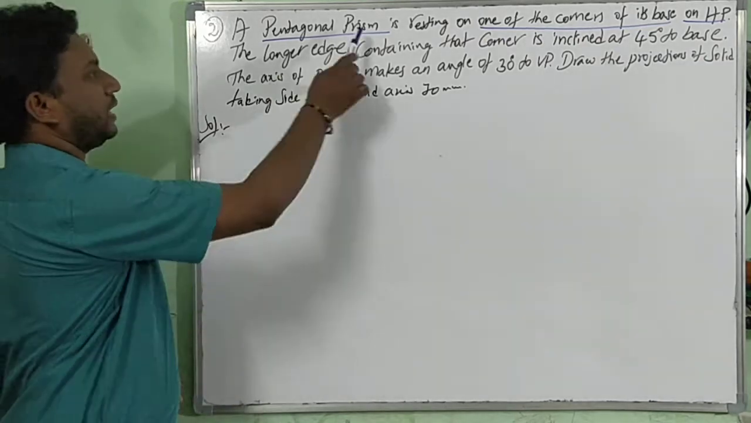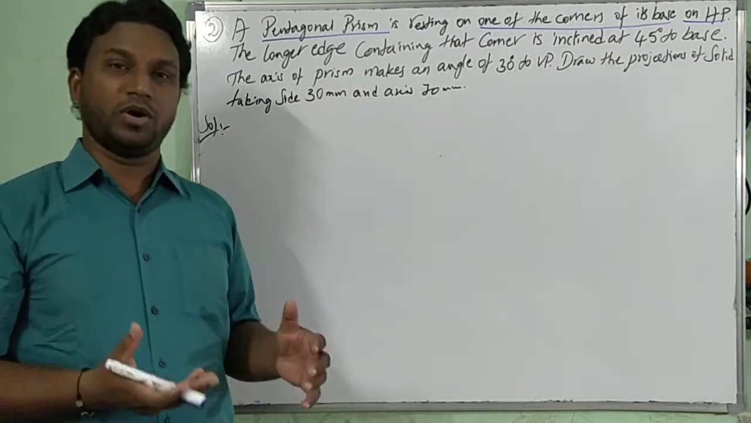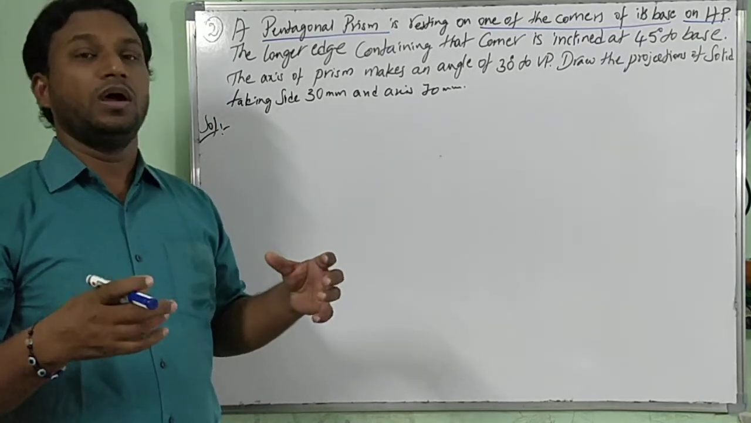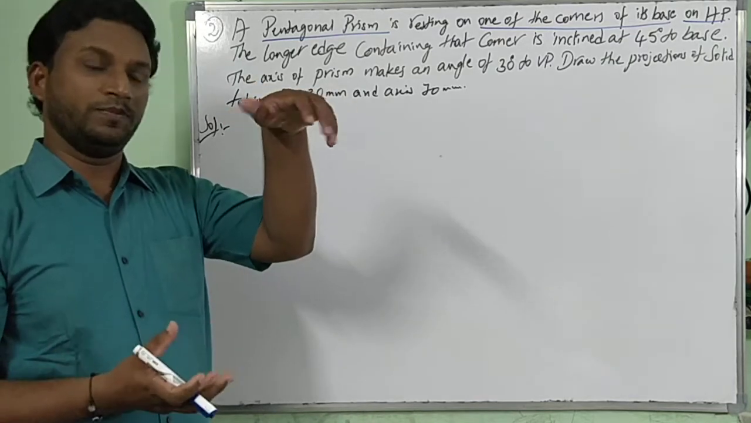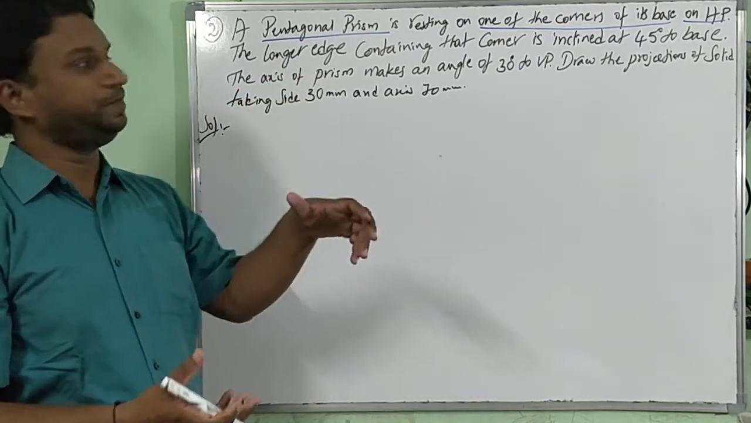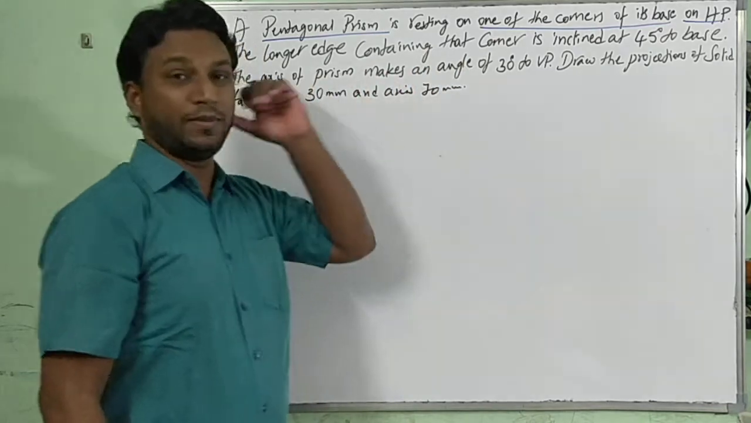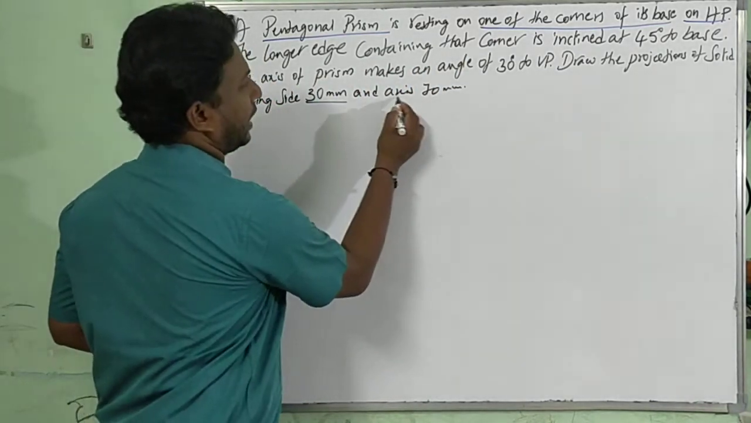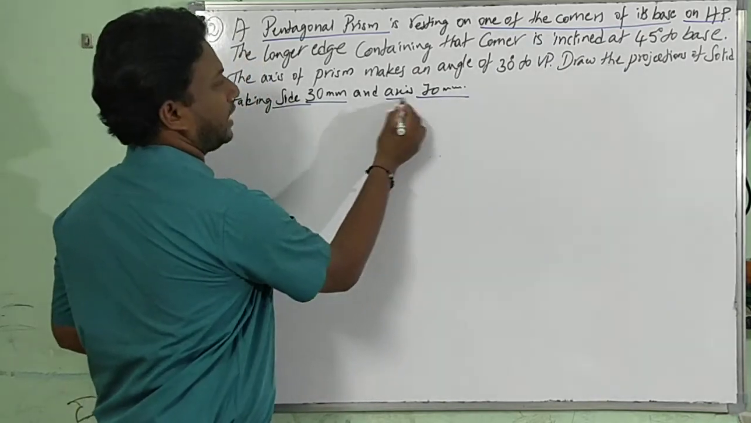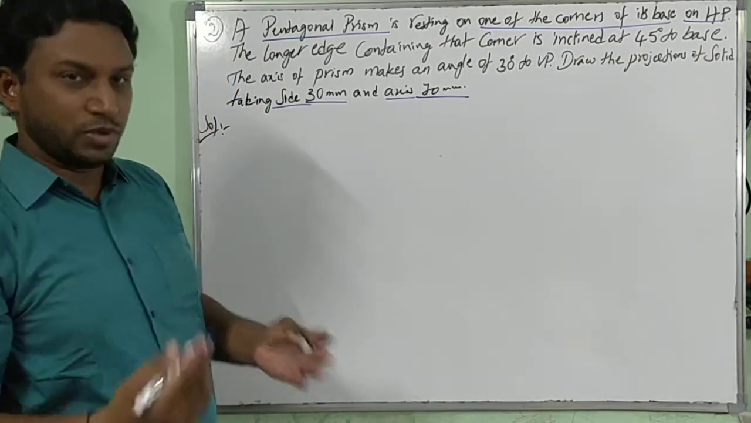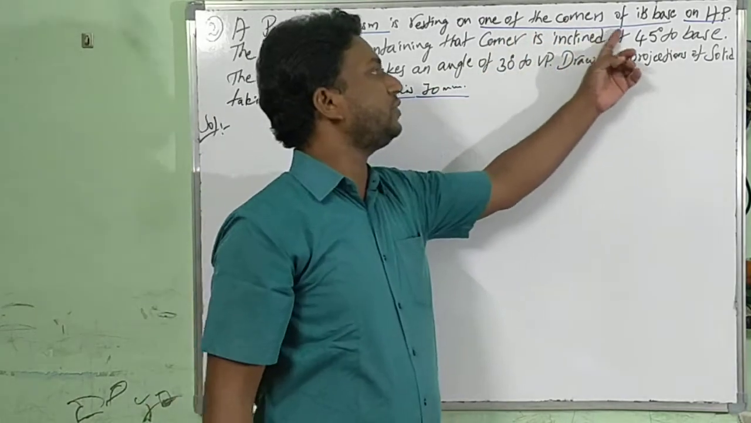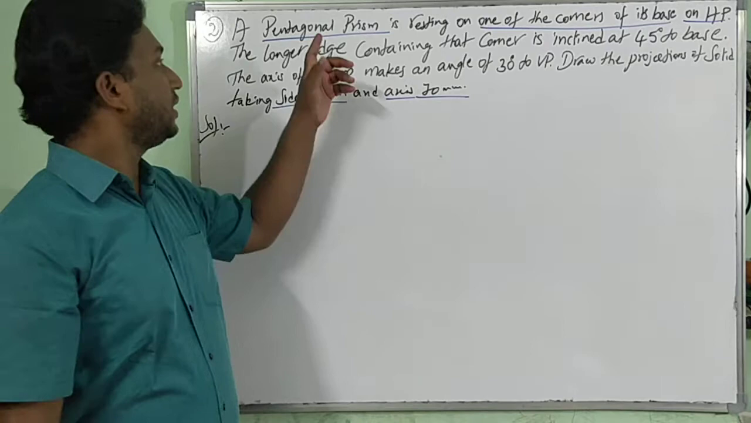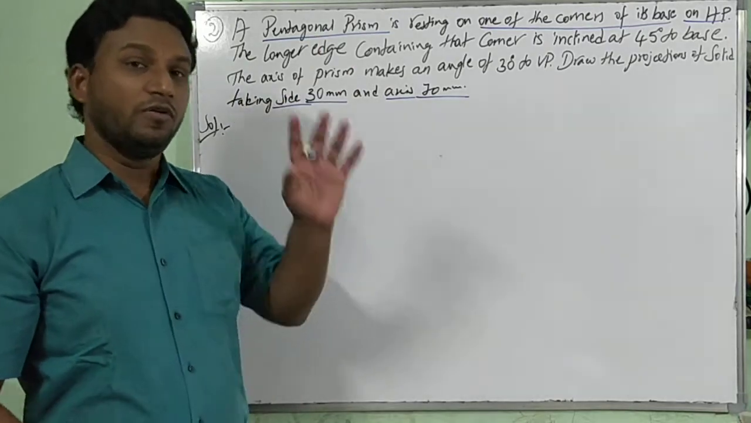What is the object given? Pentagonal prism. The prism is a kind of polyhedra having two equal bases at top and bottom, and rectangular faces connecting each side of the top and bottom. Dimensions are given at last, taking side of 30 mm and axis 70 mm. The position is resting on one of the corners of its base on HP. How many corners does a pentagonal prism have? It will have 5 corners.